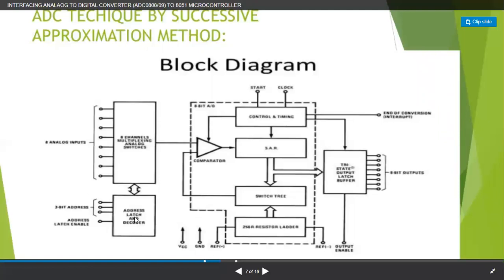analog switches. Here is the address latch and decoder. This is my successive approximation register, control and timing. This is a comparator which compares two voltages, one coming from the analog switches and another from this switch tree, that is the 256R resistor ladder, and then a tri-state output latch buffer having 8 outputs. This timing and control is for start and clock, and then end of conversion, which is an interrupt, and this is the OE output enable.